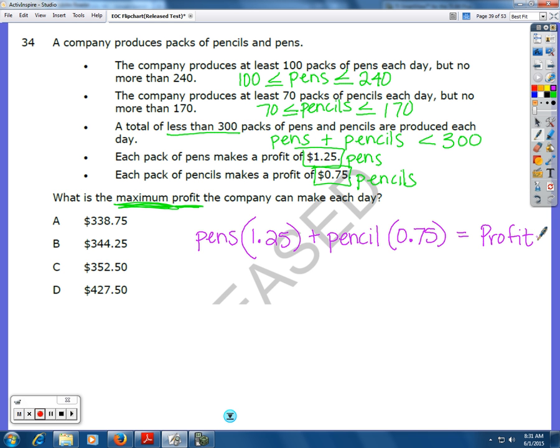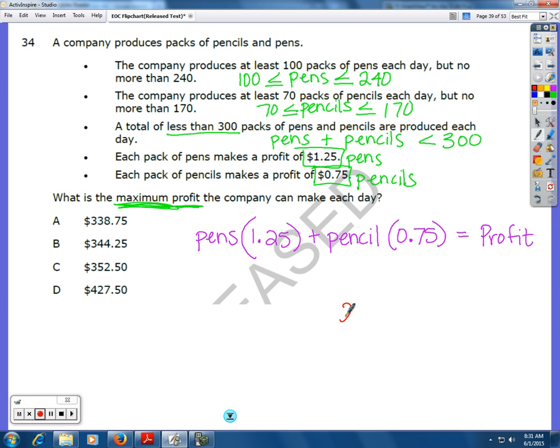Now, if you notice, with pens, you're going to make more money with pens because the number right here is larger. You make more of a profit with pens. So you want to make as many pens as you can. So my initial thought is to say, okay, here it says that I can make up to 240. So obviously, if the pens are going to give me the most profit, then I want to make that 240 items for pens. But here's the problem with that.